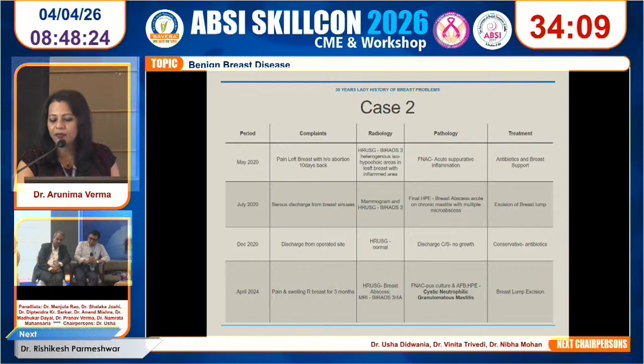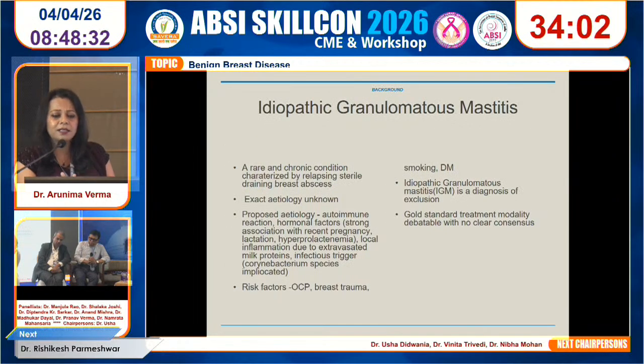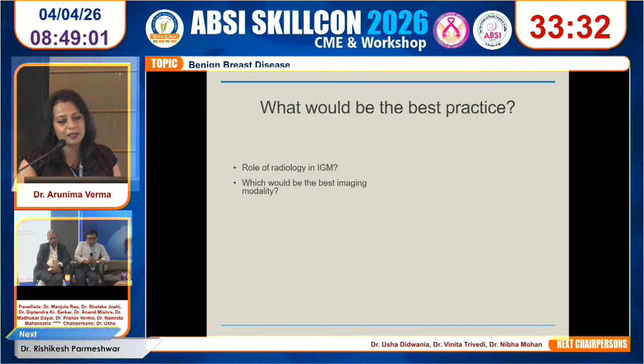So we went ahead with a breast lump excision, and this time it came out to be cystic neutrophilic granulomatous mastitis. Now, I'll just set a background for idiopathic granulomatous mastitis: it is a rare chronic condition characterized by relapsing sterile draining breast abscesses. Exact etiology is unknown, however, proposed etiologies are autoimmune reaction, hormonal factors, local inflammation, and some species like Corynebacterium are also said to cause it. Risk factors include OCP, breast trauma, smoking, and diabetes, and it is actually a disease of exclusion. And the gold standard treatment modality is debatable with no clear consensus.